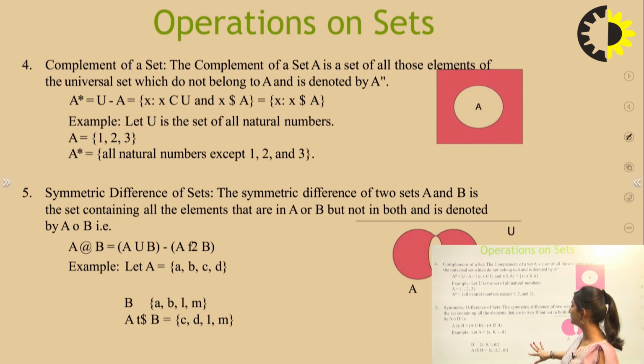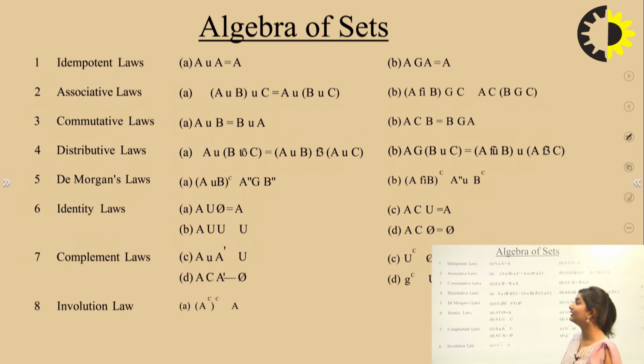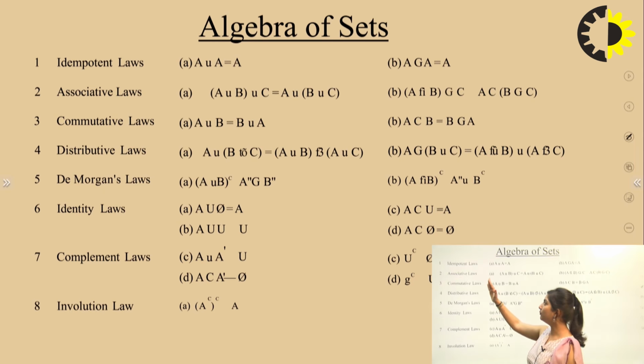Let's head to the new slide, algebra of sets. These are the major laws. Throughout discrete structures, throughout DSTL, these laws are going to help you time and again. So: idempotent law, associative, commutative, distributive, De Morgan, identity, complement and involution.